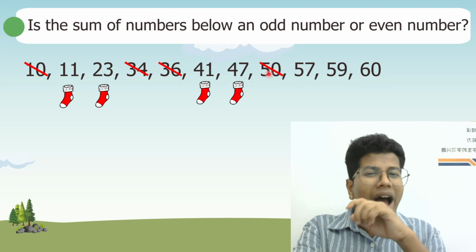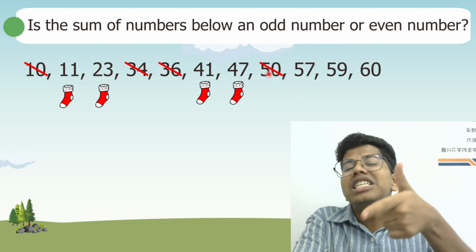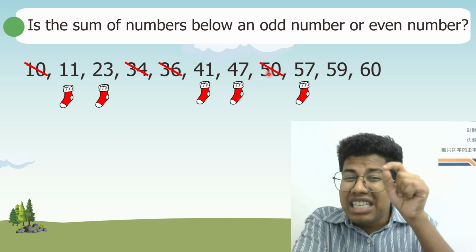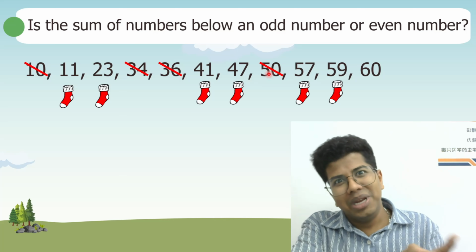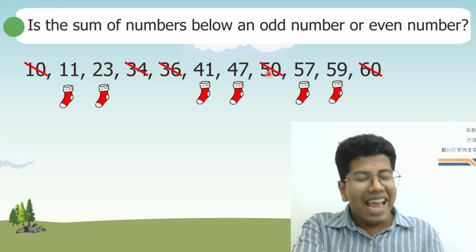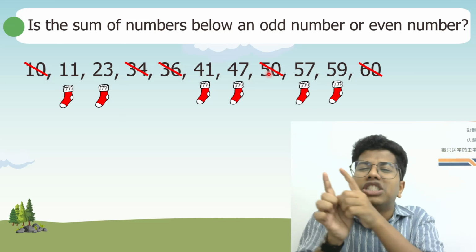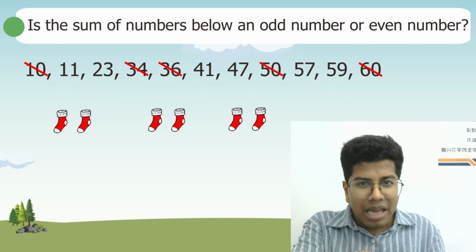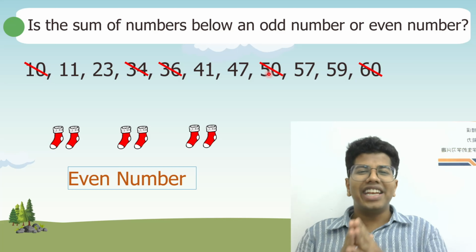Let's just remove. How about 57? 7 at the end. 7 means one left. How about 59? There's a 9 at the end. This means one left. How about 60? 0. This means remove. Now, there are 6 one lefts. Can I pair each one left with each other? Oh, we can pair them up. And if we can pair them up, the answer is an even number.